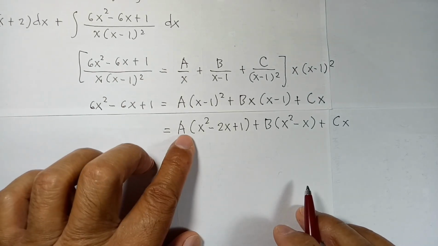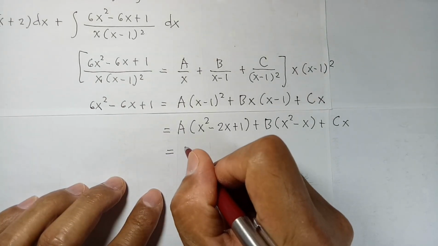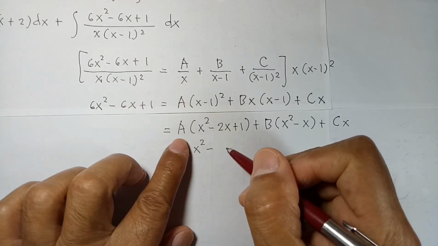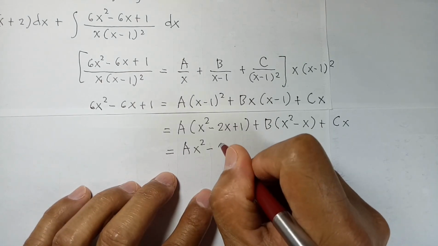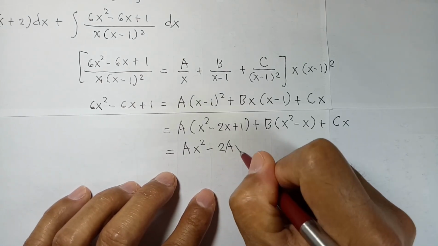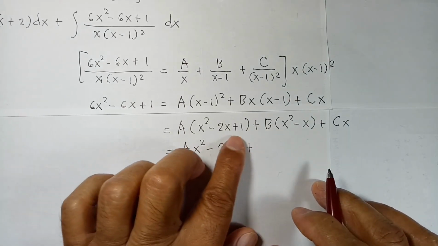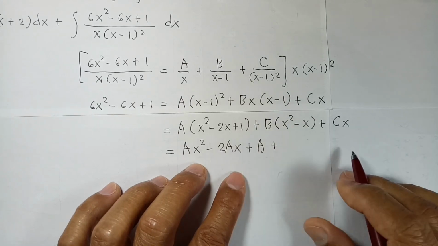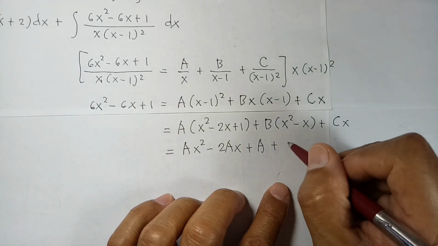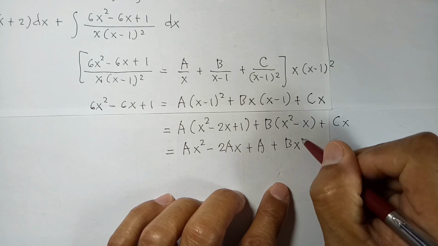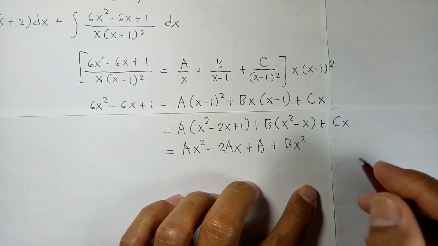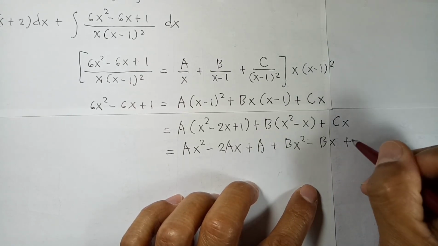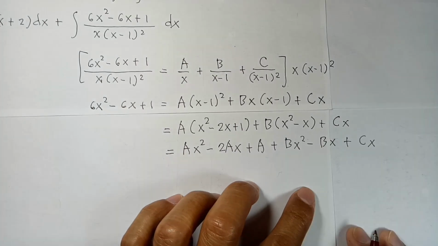So let us multiply a inside. So I will have ax squared minus 2ax. And then plus a. A times 1 is a. And then plus b times x squared, ay bx squared. And then b times negative x is negative bx. And then plus cx.